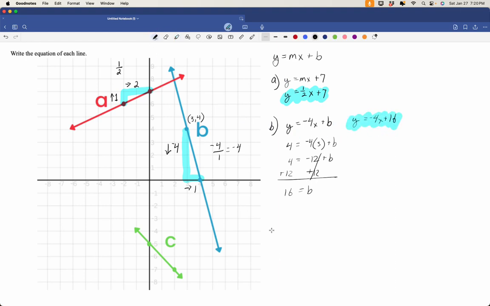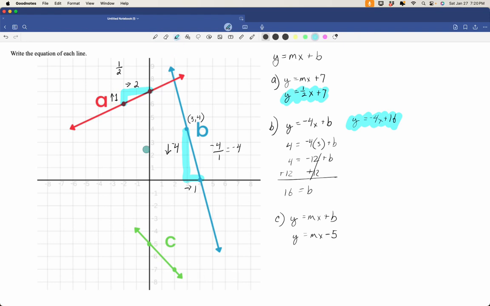So let's look at C. It's going to be the same formula: y is equal to mx plus b. So we see here where it crosses the y-axis. This one is already giving it to us. It's a negative 5. So y is equal to mx minus 5, because it's a negative 5, right?